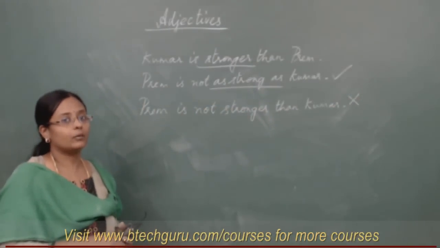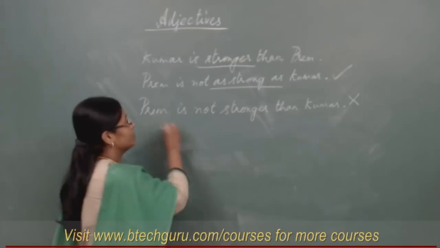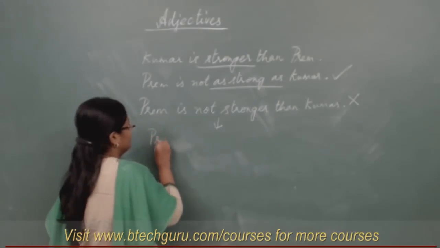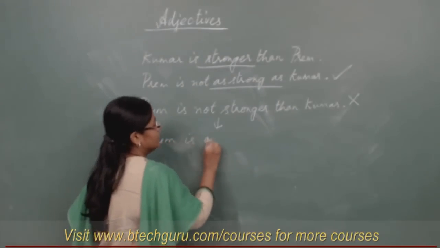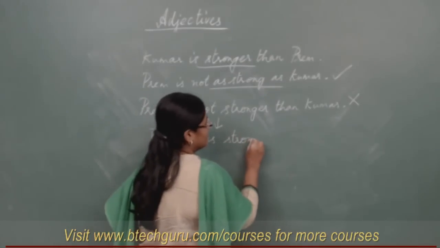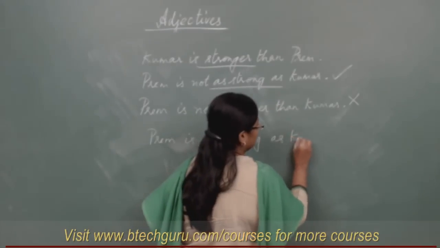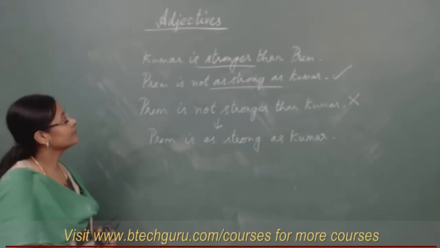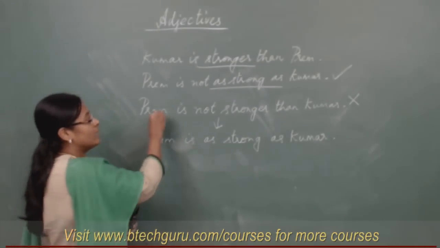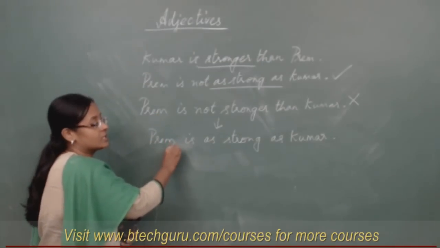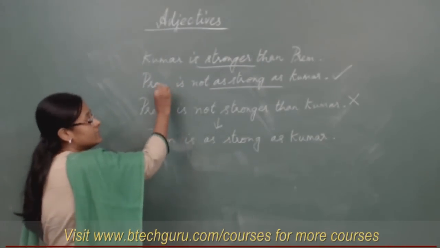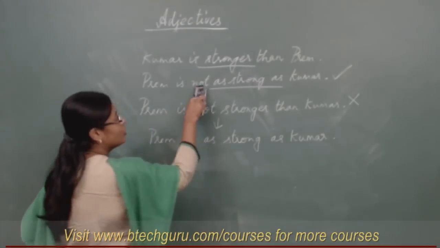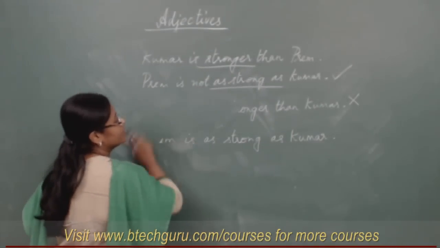Why? I want you to understand the difference in meaning, because here this may also mean that Prem is as strong as Kumar, which is not the fact that is stated here. You see? So if you write this answer, it may also mean this. So to make things clear, this is the right answer. You have to add not and then make it positive degree.